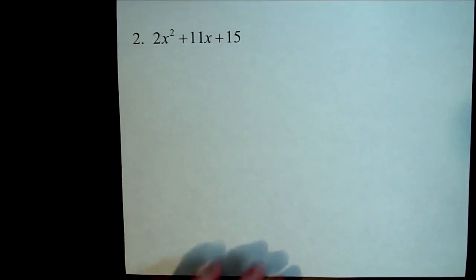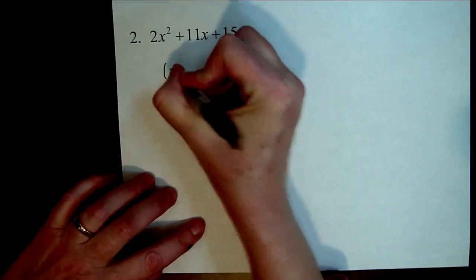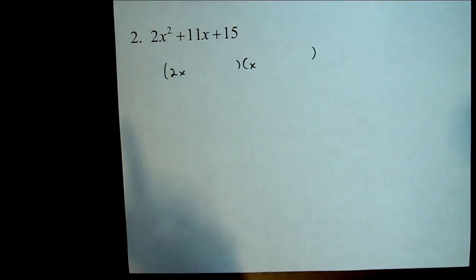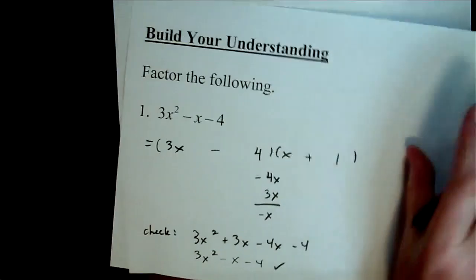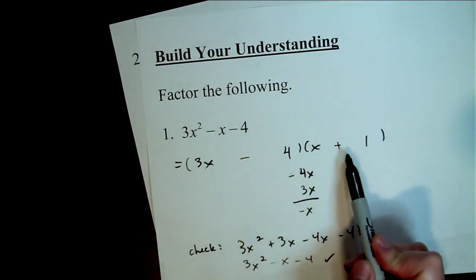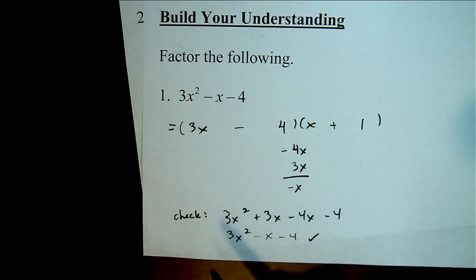Next, 2x squared plus 11x plus 15. I'm going to need a 2x and an x in order to get an x squared. Everything's positive, and I guess I forgot to mention it in the last one, but the reason I picked a minus and a plus, in other words, the reason I picked different signs, is because that constant term was negative.